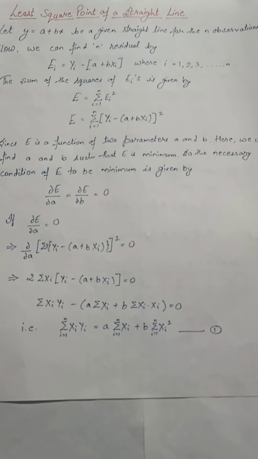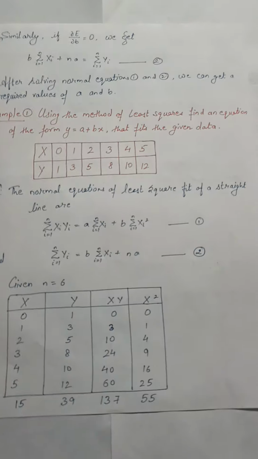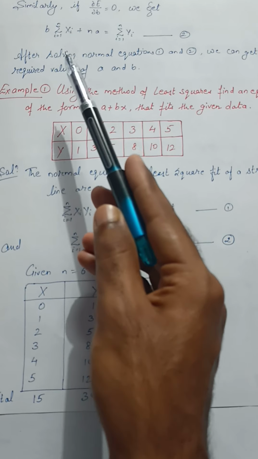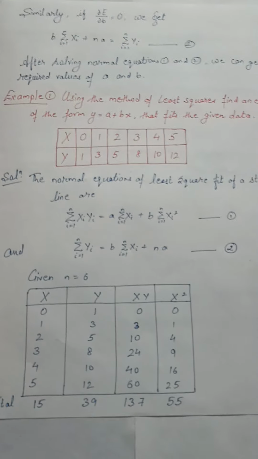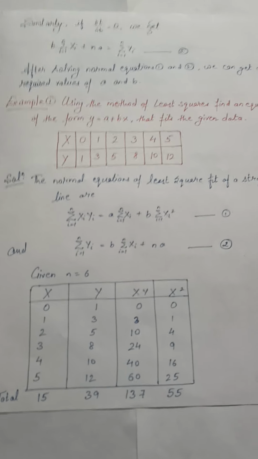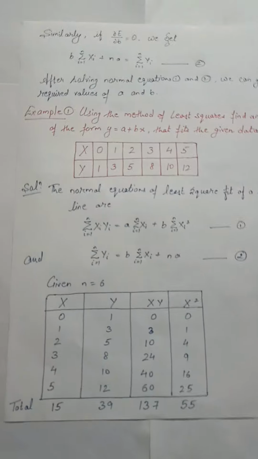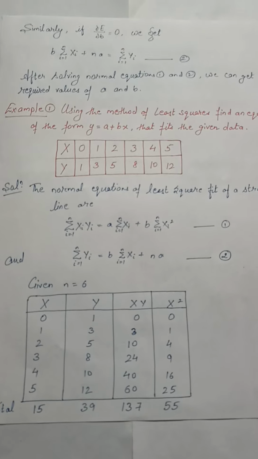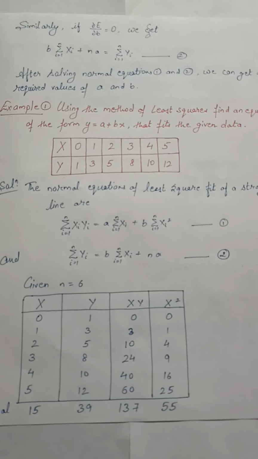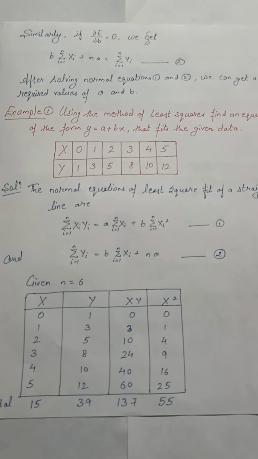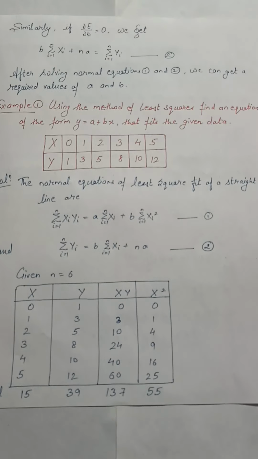That's the first equation. Now similarly, if we partially differentiate E with respect to b and put equals to 0, we will get b into summation of xi plus n into a equals summation of yi, where i is from 1 to n. Now these equation number 1 and equation number 2 are very famous equations known as normal equations. After solving these equations, we can get the required values of a and b. Now let's do one example.